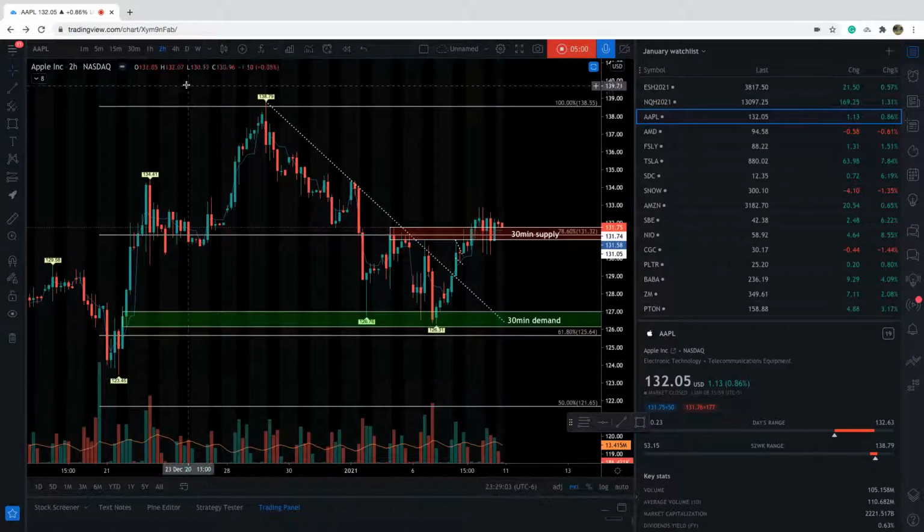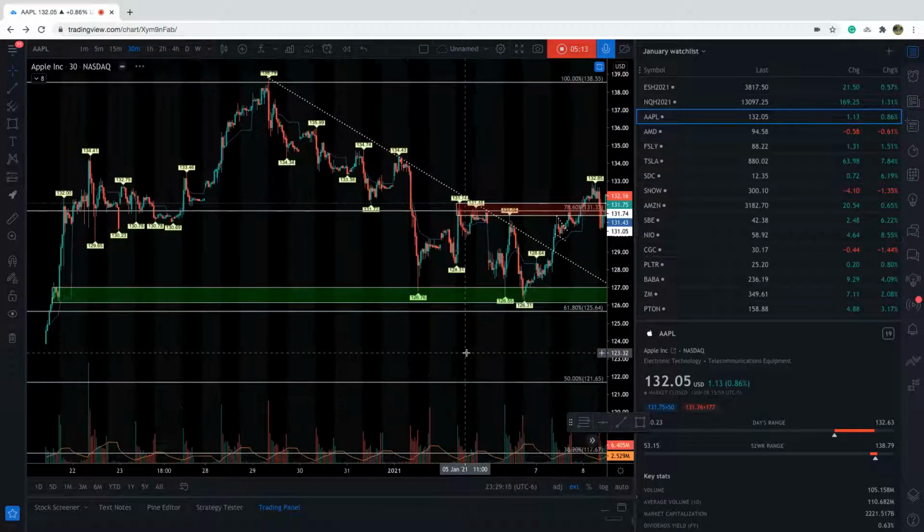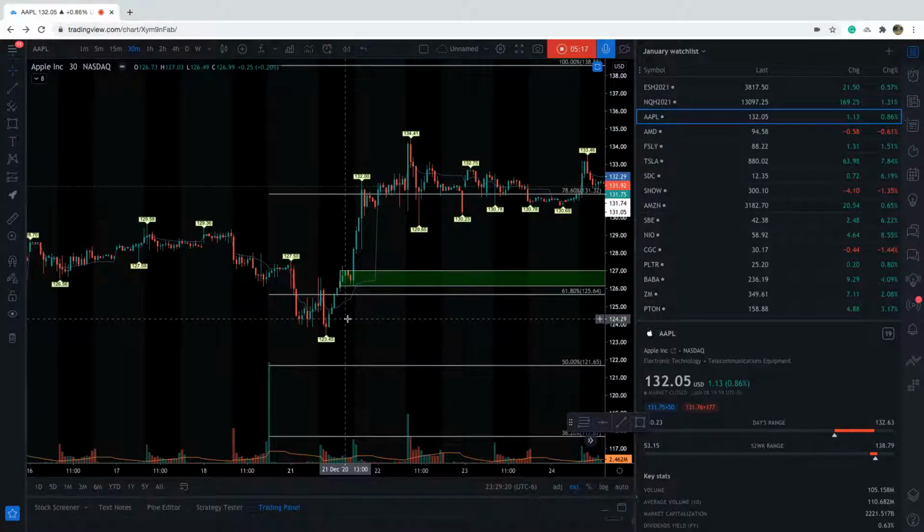This was an actual trade that we sent out on, I believe it was Wednesday night, right at close. So here we have a 30-minute demand zone. The 30-minute demand was formed right here on December 21st. At this period, price was going up and then it balanced out.